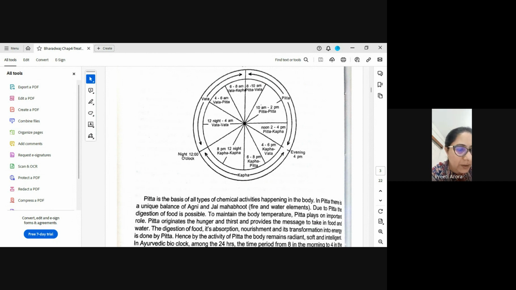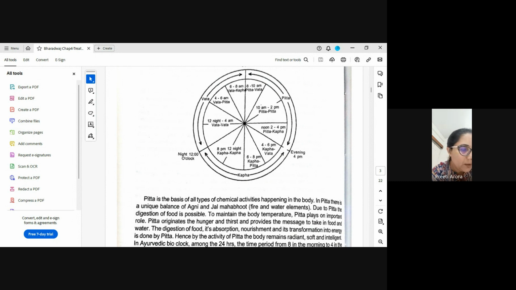Next you have the Pitta time. Pitta starts from 8 a.m. So 8 a.m. to 10 a.m. is your Pitta Vat time. From 10 a.m. to 2 p.m. is your Pitta time, which is 4 hours. Then from 2 p.m. to 4 p.m. is your Pitta Kapha time.